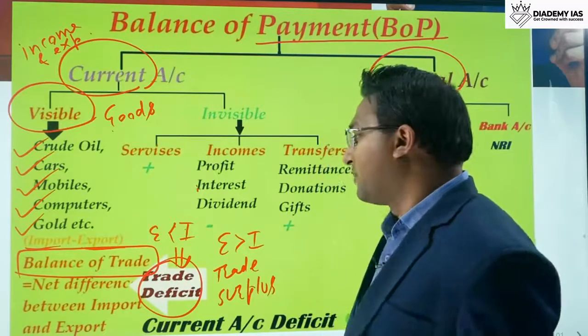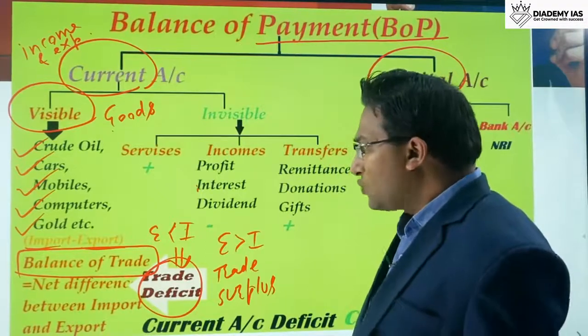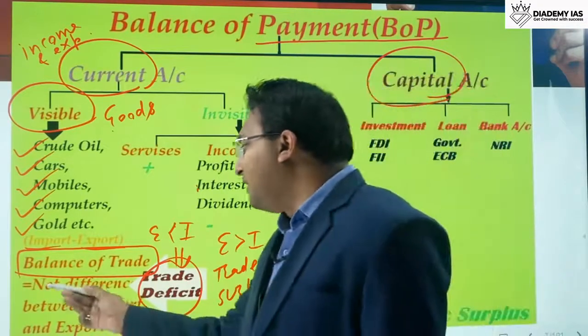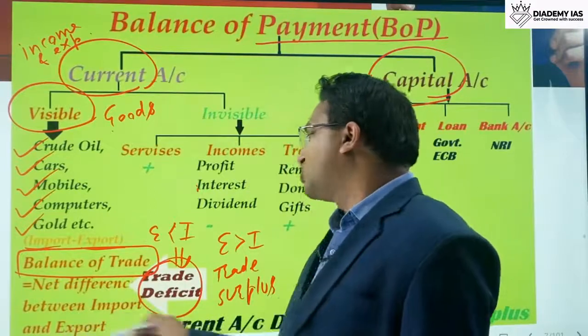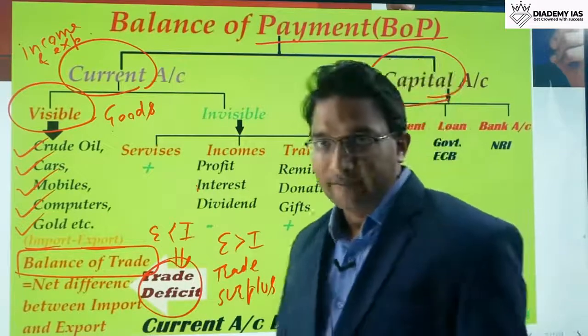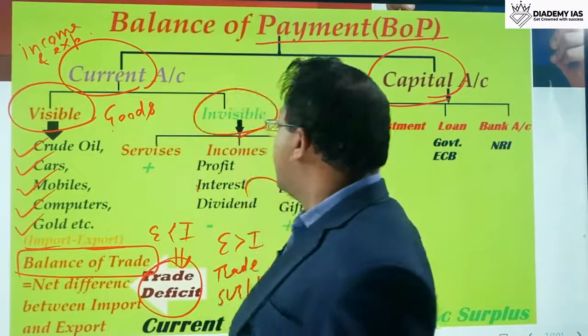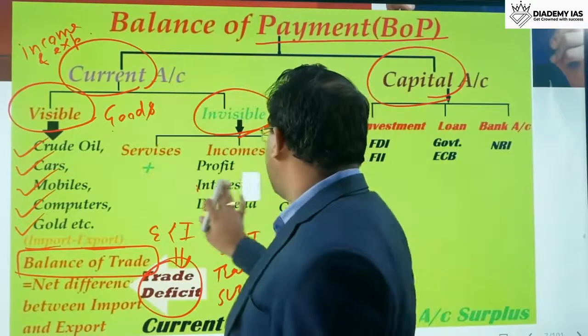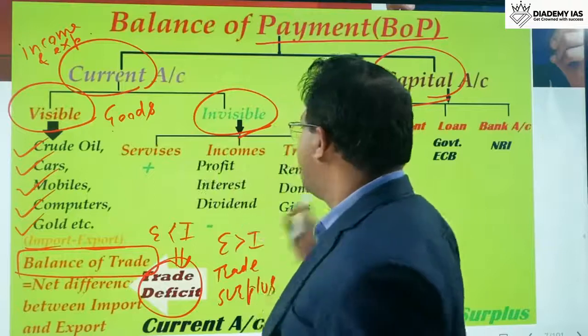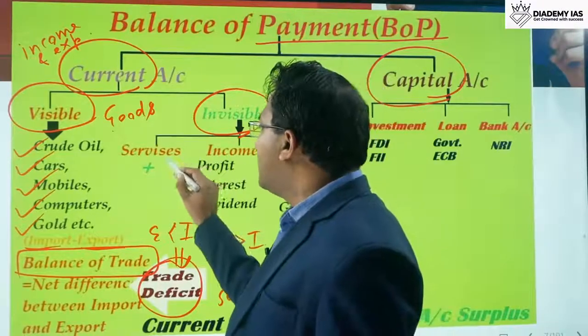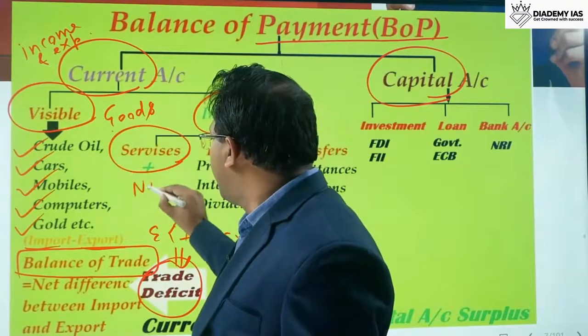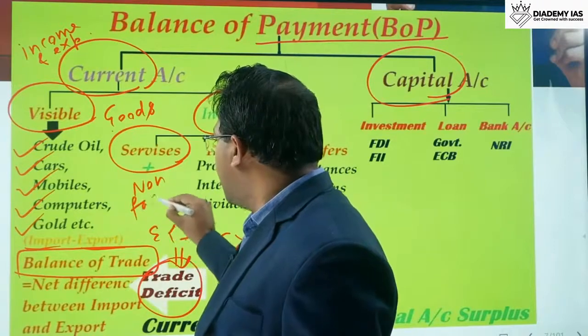This is called trade surplus. So balance of trade represents the net difference between the import and export of the visible items. Another major category is the invisibles. Invisible means which cannot be seen from the eyes, right? The first category is the services, non-factor income, right?